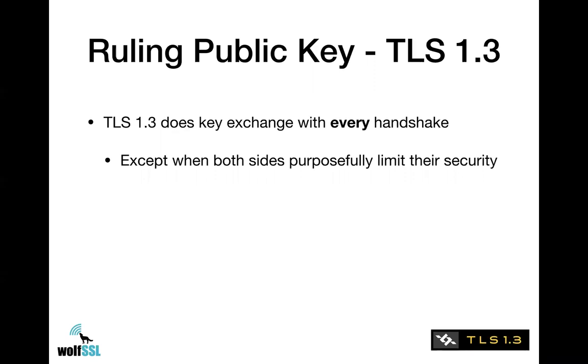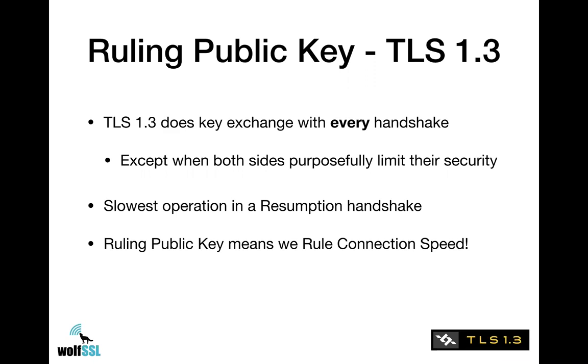You can, if you want to limit your security, say that we're going to reuse the key that's generated when you're saving the session ticket. But as I said, it limits the security using the same ticket in every resumed handshake. So by and large, everyone will be doing a key exchange with every handshake. That's the slowest operation in a resumption handshake then. It takes a lot of cycles to do that, while everything else is just hashes and ciphers, and that's really quick. So ruling public key means we rule the connection speed, the handshake speed, that is to say.